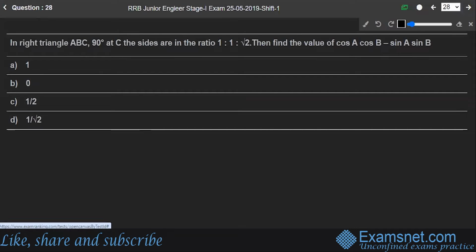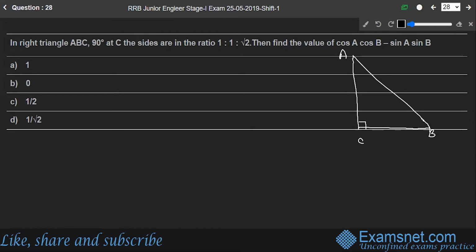Hope you got that. Let's move to the next question, number 28. In a right angle triangle ABC, 90 degree at C. Okay, let's make this triangle first. This is 90 degree at C, and this is, let's say, A, and this is B. Now, the sides are in the ratio 1:1 is to root 2. Then you have to find out the value for this expression.